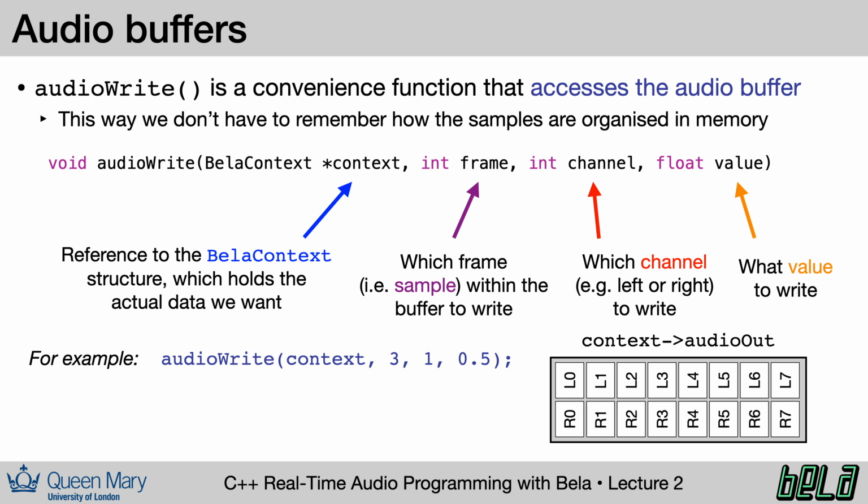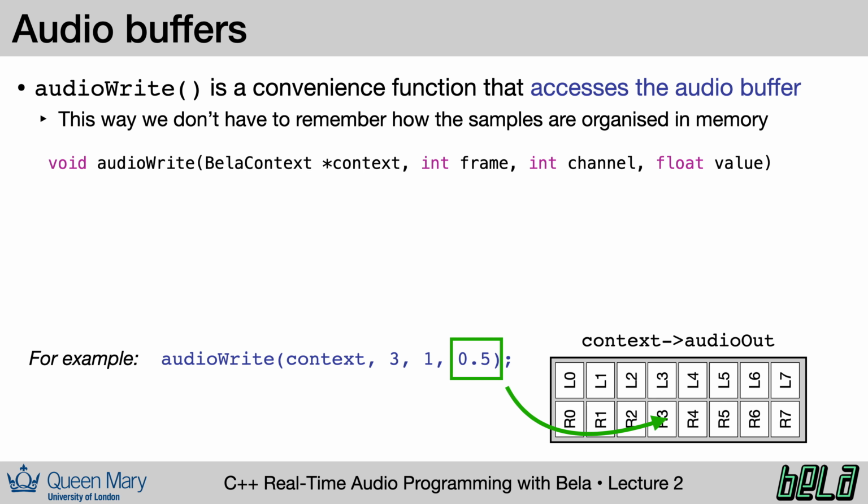So here's a typical example of how we might call this function, and my question for you is which of the samples within the structure are we going to be writing? Well, we're going to be writing frame 3, channel 1, which corresponds to the right channel, so we're going to be writing the slot labeled R3 here, and we're going to be storing a value of 0.5 into it.